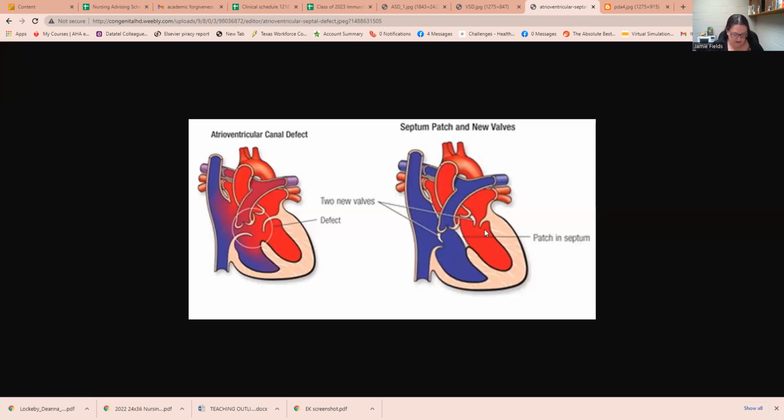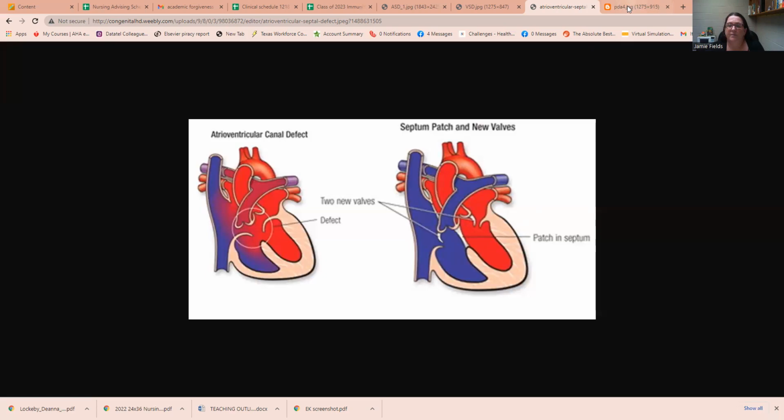Prognosis, the mortality is a little bit higher with this one. The operative mortality is 3 to 10%. That means about 3 to 10% of those babies pass in the immediate or fairly soon after surgery. Potential late complications, they survive and they recover from the surgery. They're likely to develop mitral valve regurgitation later on.